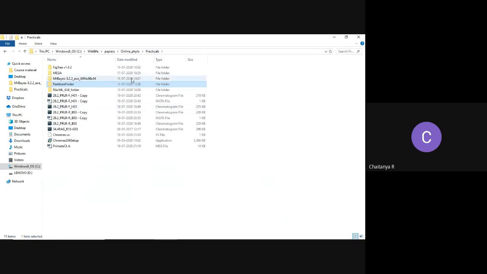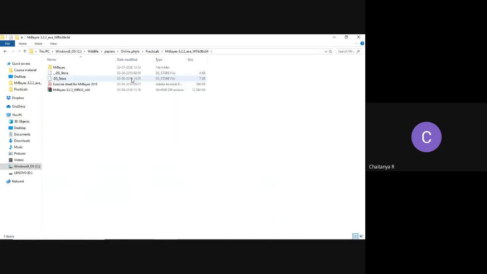Okay, so you'll see this folder called MrBayes in your practicals folder, and you also will see an exercise sheet in that main folder. And basically, this exercise sheet lists all the commands that you need to be able to successfully execute MrBayes. All right.